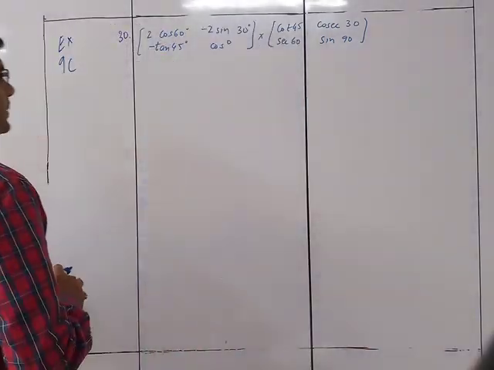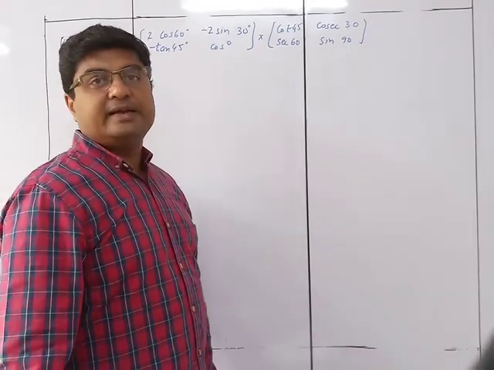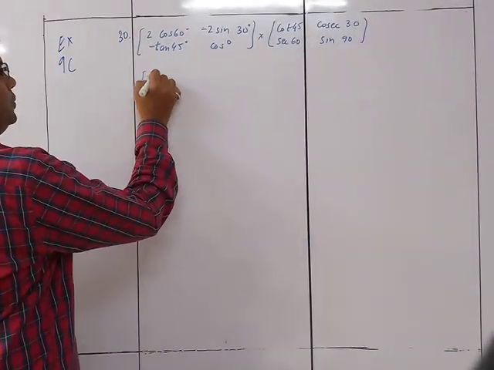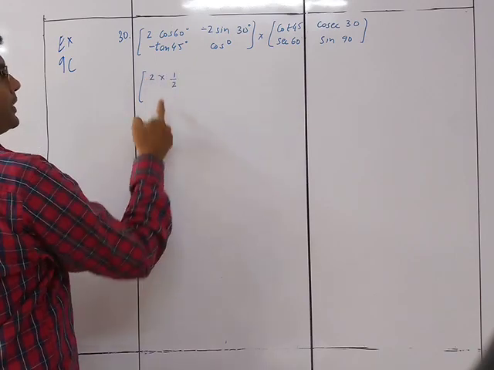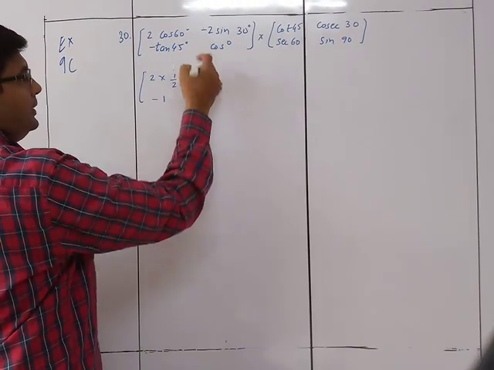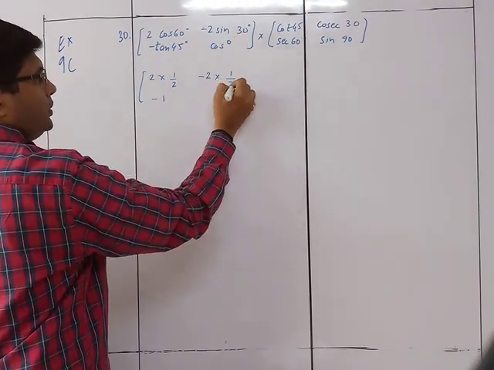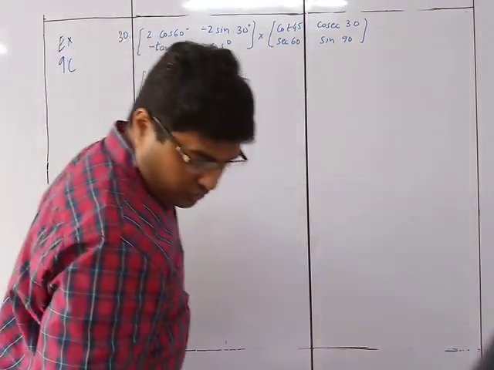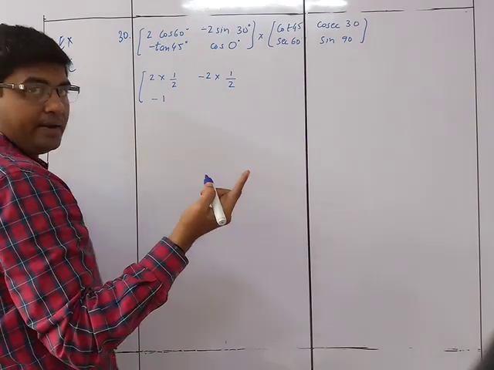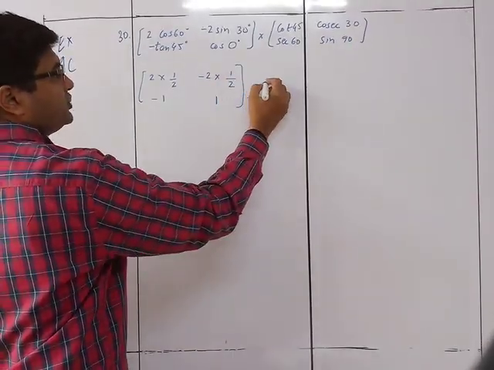So we have the first one, cos 60. Now cos 60 is 1 upon 2. So here it will become 2 into 1 upon 2. Tan 45 is 1, so it will be minus 1. Now it is minus 2 into sine 30, which is 1 upon 2, so 1 upon 2. Cos 0 is 1, so that will be 1. So this is the first part.